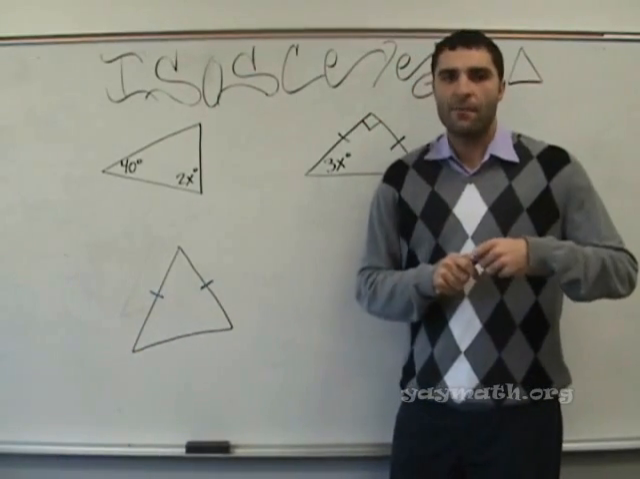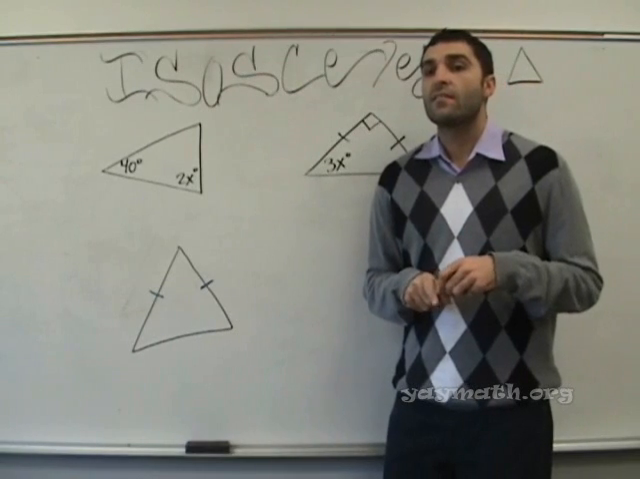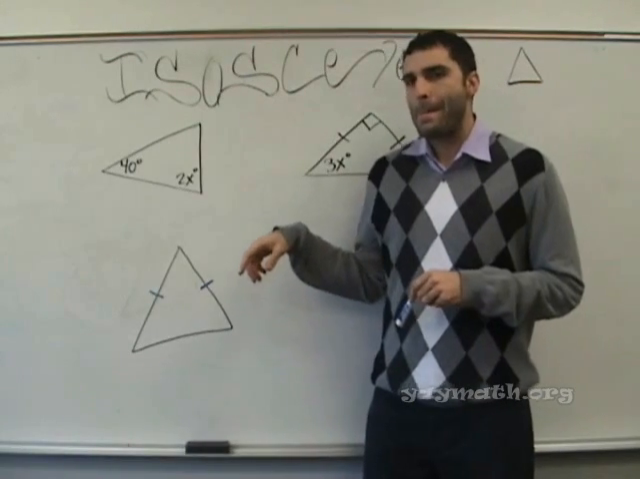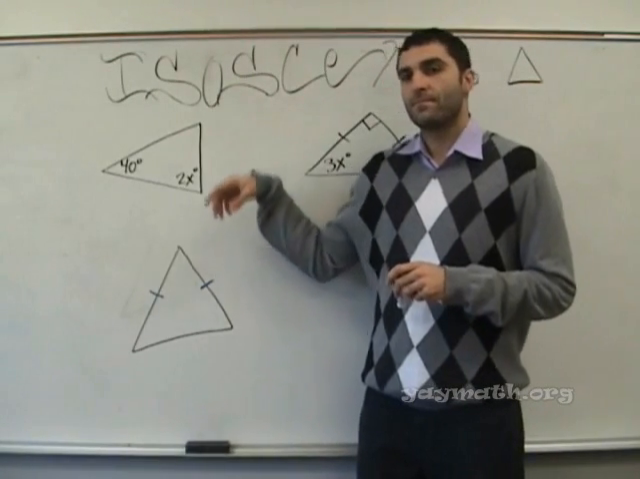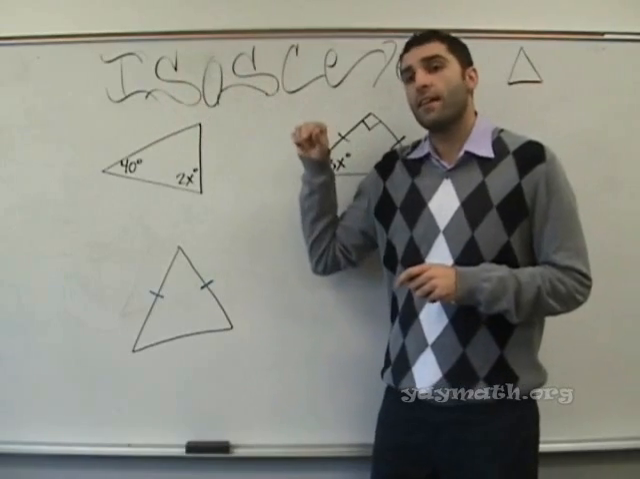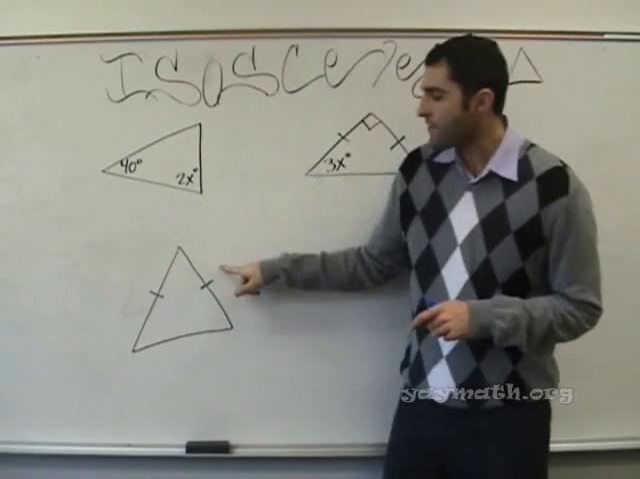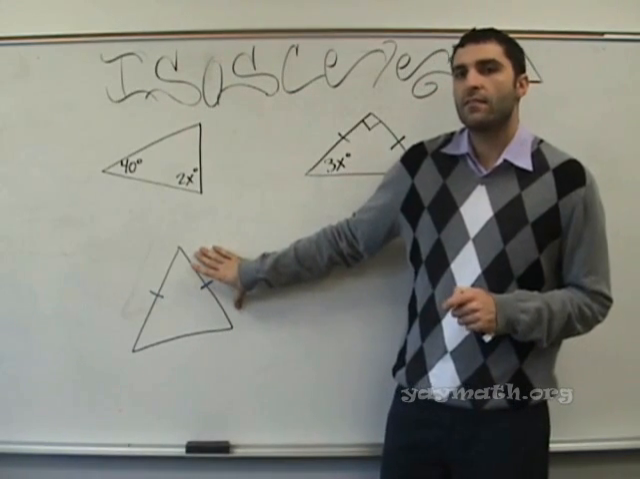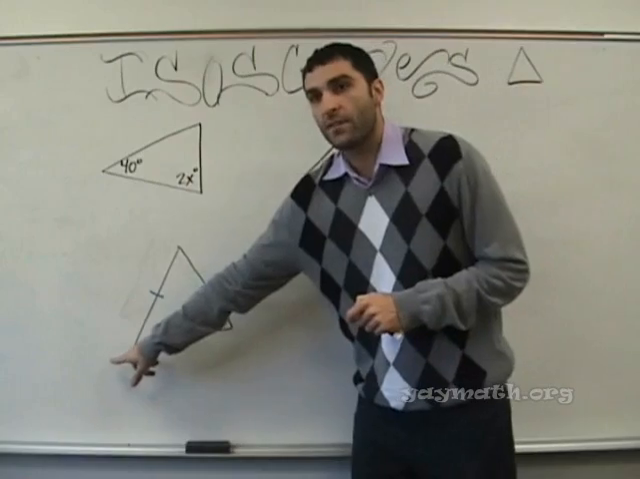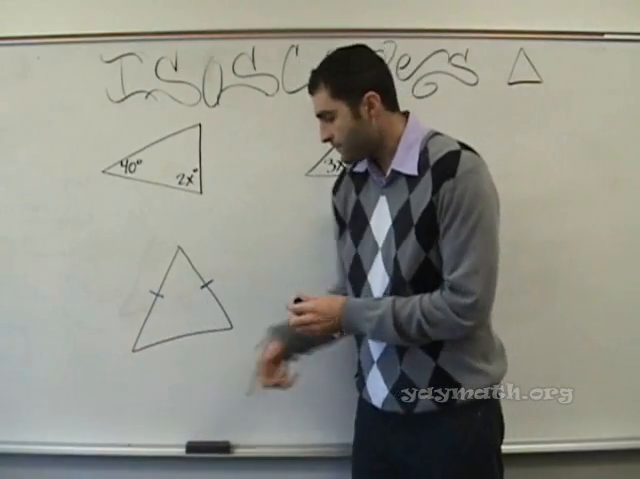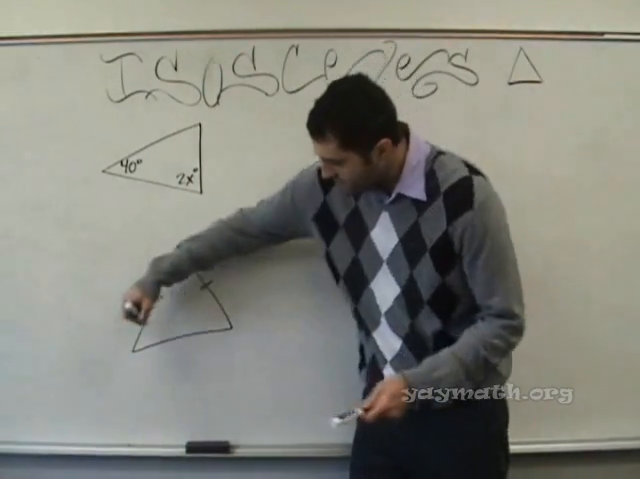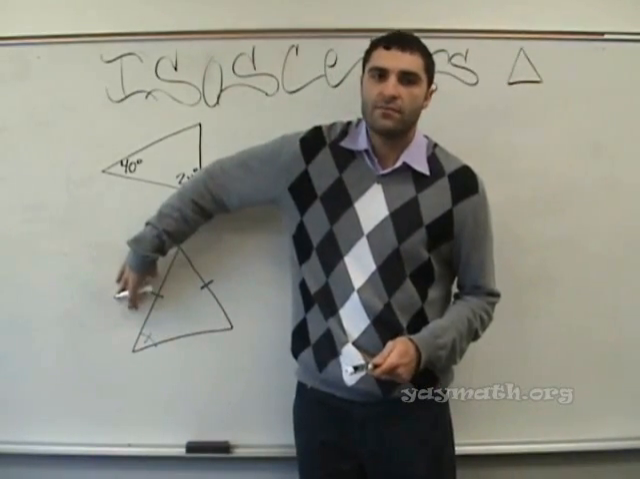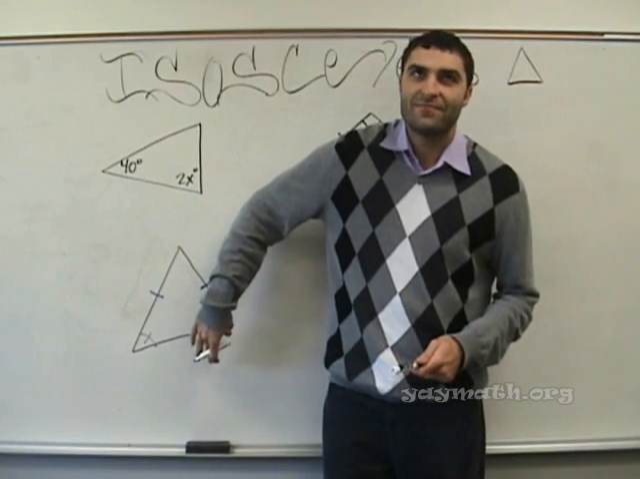There's something else that's the same about them. What would it be? The opposite angles. So what do you mean by opposite angles? The opposite of what? The sides, yeah. So if these two sides are the same, for example, what is the angle that's opposite this side? Bottom left here. So that means this angle is the same as the opposite of this side, which is bottom right.